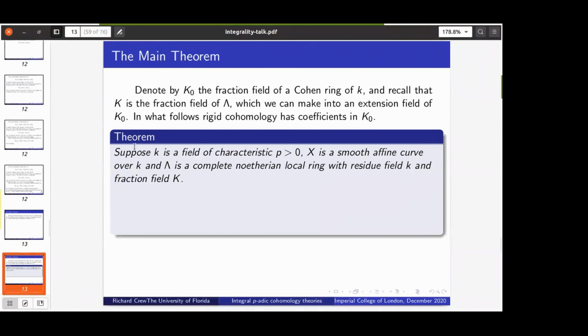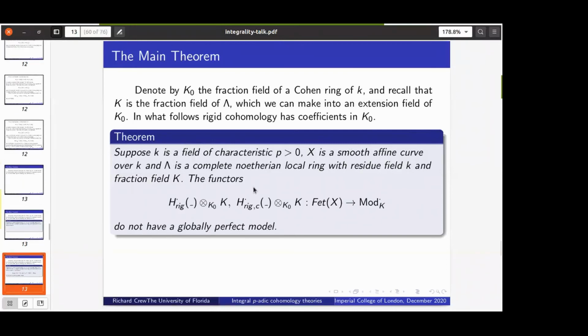Theorem says the following. Suppose k is now a field of characteristic p, positive. X is a smooth affine curve over little k. And lambda is a complete Noetherian local ring with residue field little k and fraction field capital K. So then the functors from the finite tau site of X to graded K vector spaces, which are either rigid cohomology, tensored up to capital K, or rigid cohomology with compact supports, again tensored up to K. Neither of these two functors has a globally perfect model.